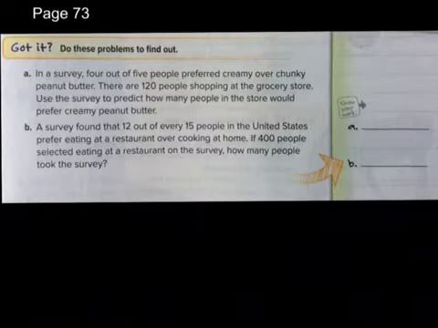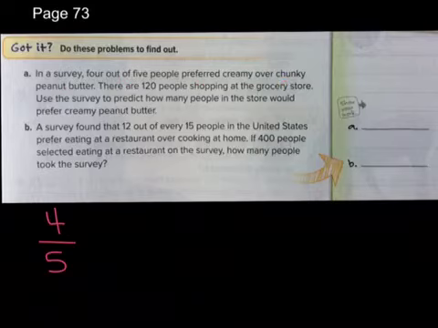Alright, page 73. In a survey, 4 out of 5 people, okay, there's my ratio right there, so I'll write that down. 4 out of 5 people prefer creamy over chunky peanut butter. There are 120 people shopping at the grocery store. Use the survey to predict how many people in the store would prefer creamy peanut butter.